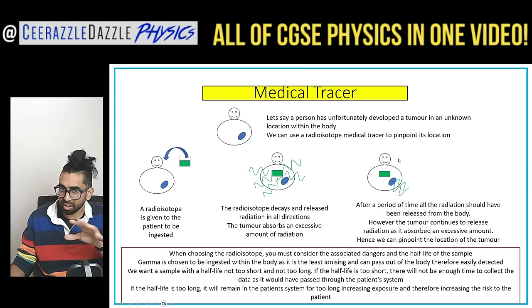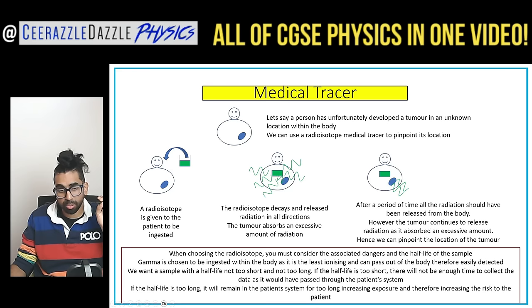So let's say then after a period of time, you were to come back to the patient and you look at the radiation that should be given off, you would find that most of the radiation would have disappeared, but because the person has a tumor which absorbed a large amount, it would still be giving off the radiation. And hence, that's how you can find out the location of a tumor using a medical tracer.